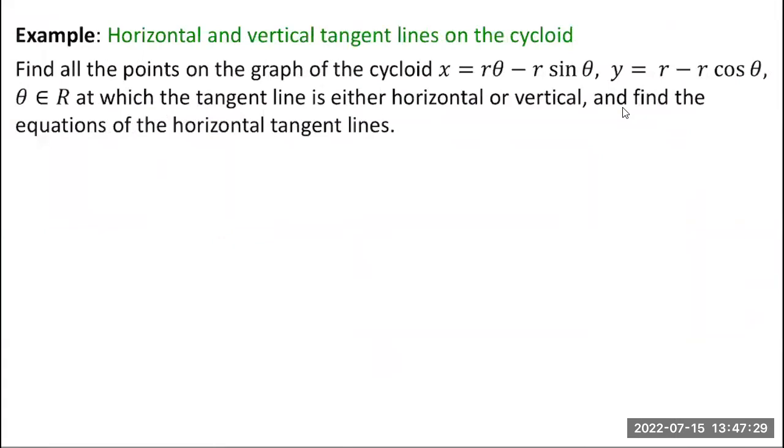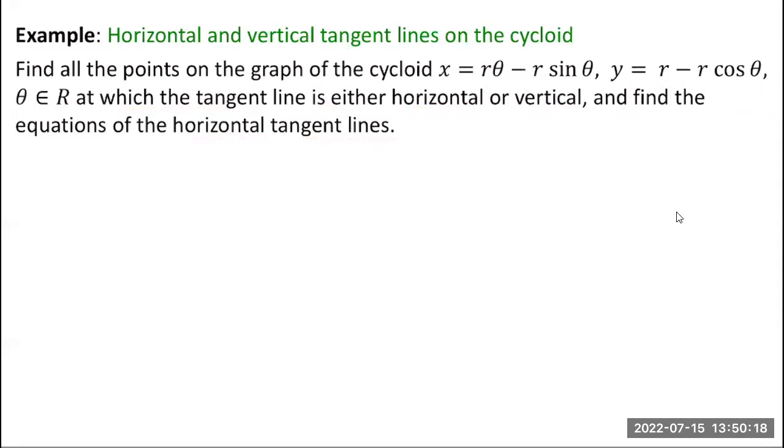Here is the next example that I wanted to go over. Find all points on the graph of the cycloid x is equal to r theta minus r sine theta and y is equal to r minus r cosine theta, for theta in R, at which the tangent line is either horizontal or vertical, and find the equations of the horizontal tangent lines.